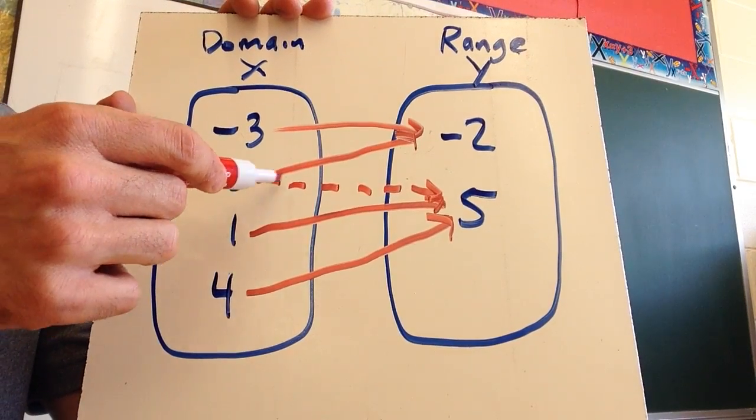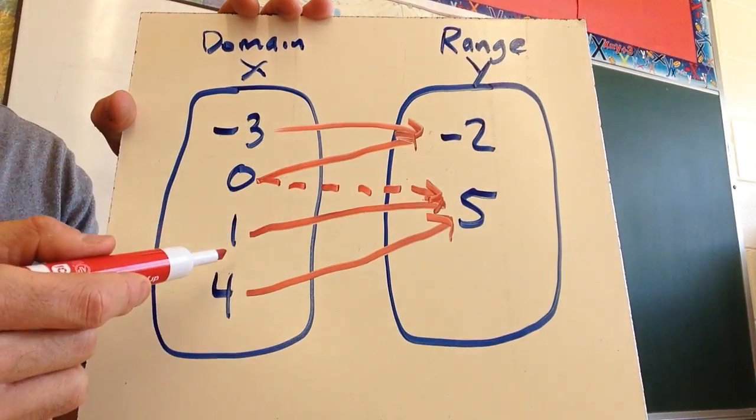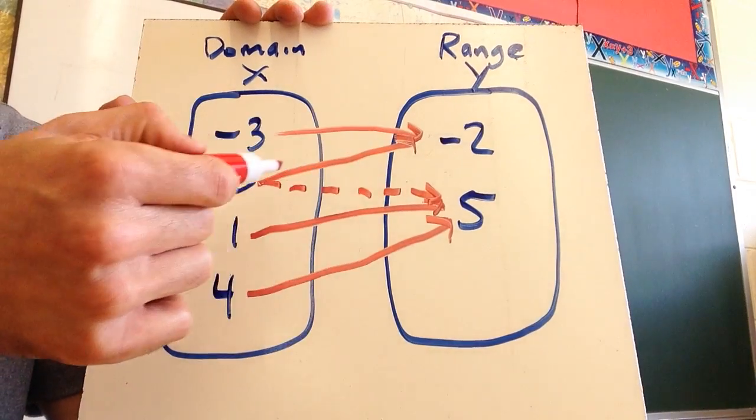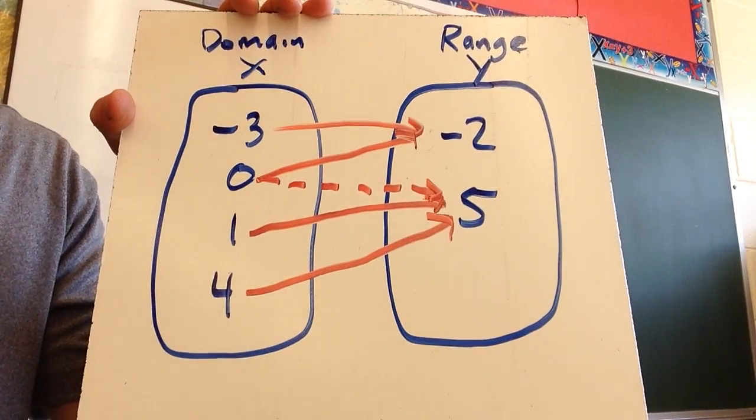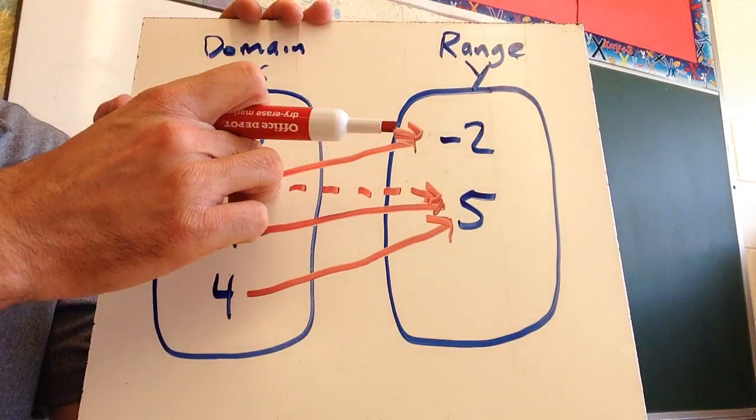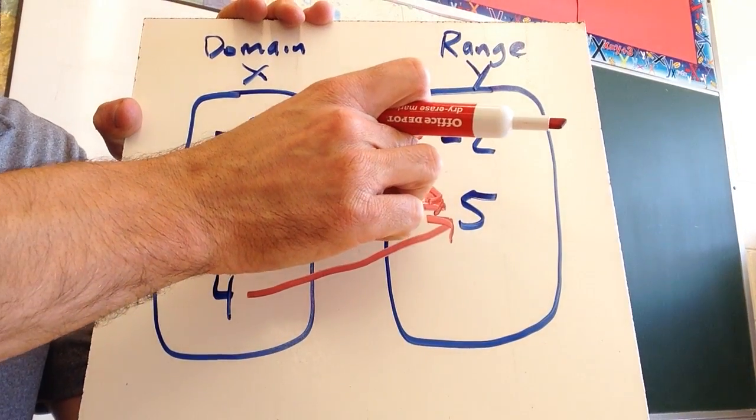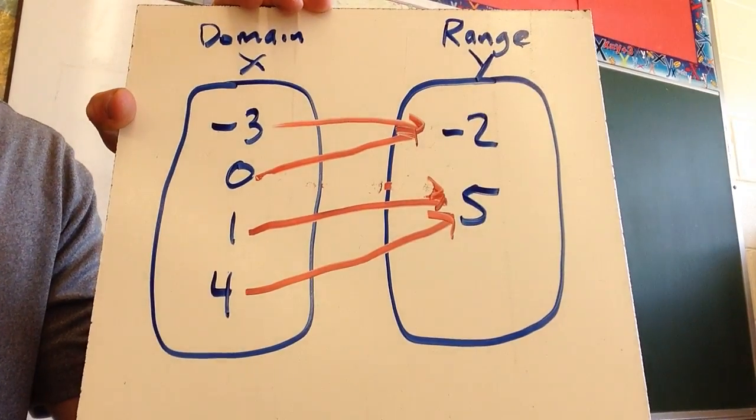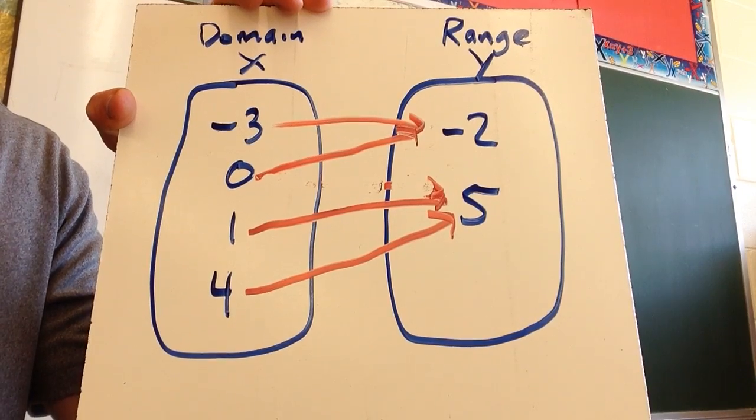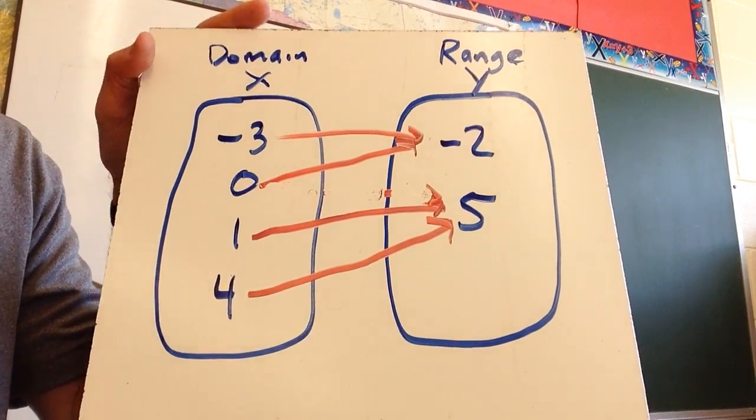But in this case, if this dotted line existed, when I put a 0 in, either a -2 or a 5 would come out, making this not a function. So in order for it to be a function, this would have to be gone. And now it's a function again. That's one way to see it visually as a function.